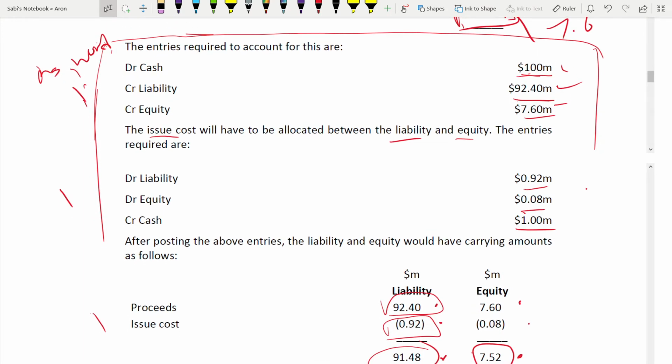It will be going out from you. But then how do you find the liability component and the equity component? Obviously, if you find the liability component, the equity component is just the balance to get 1 million. It is, if you see, the 0.92. How?